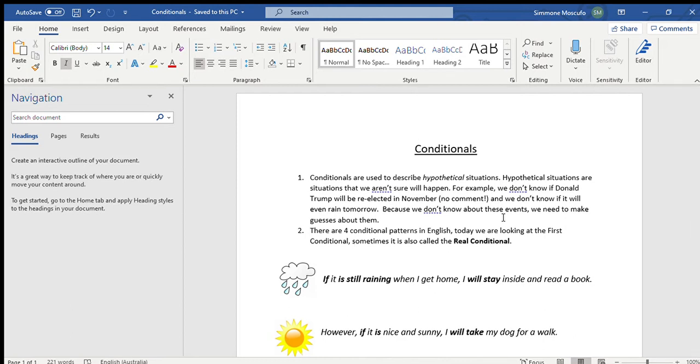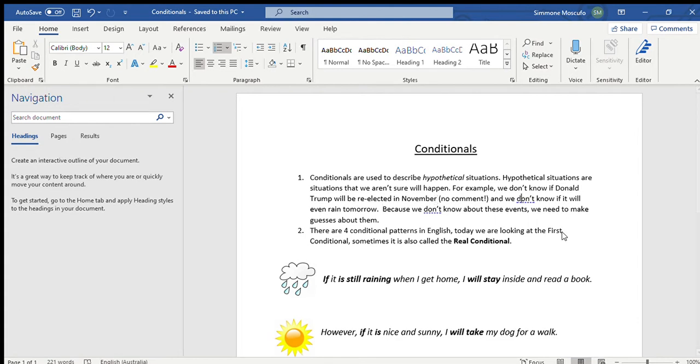Okay, so hypothetical situations are situations that we aren't sure will happen. For example, we don't know if Donald Trump will be re-elected in November. So that's a hypothetical situation. We don't know. We're not sure if that will happen in the future.